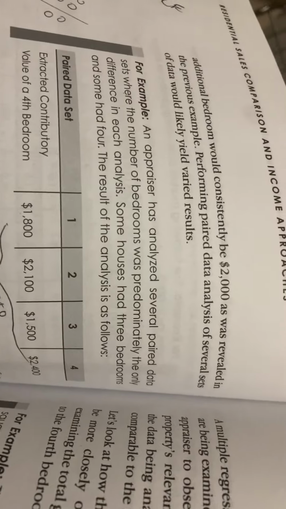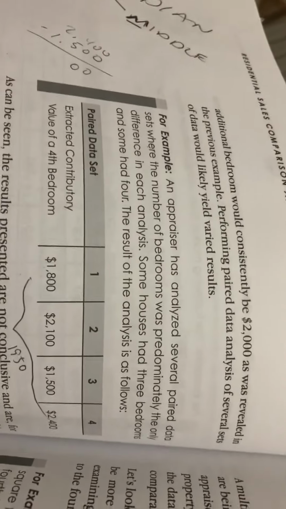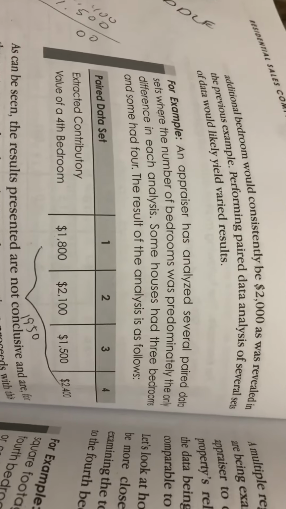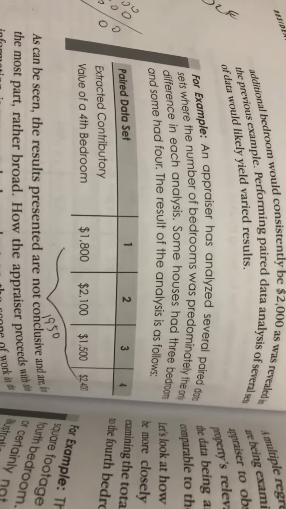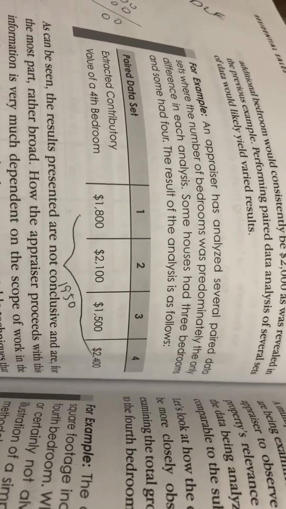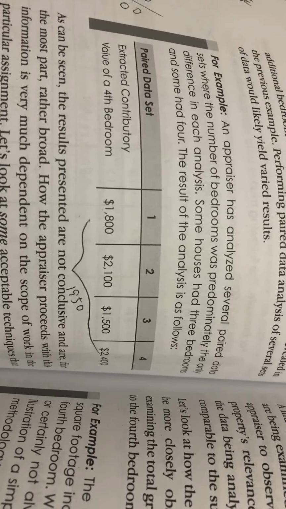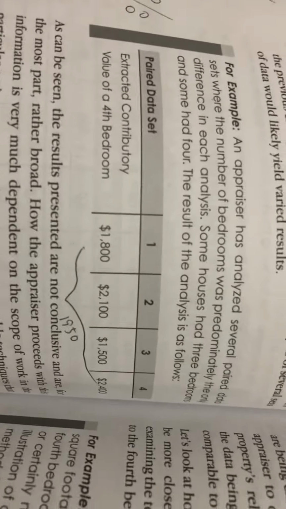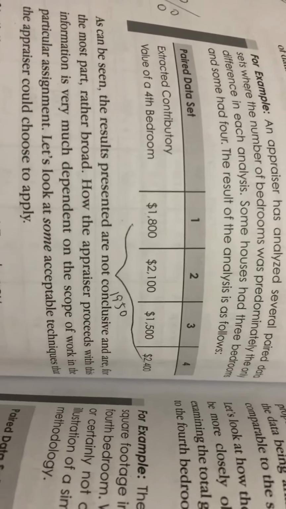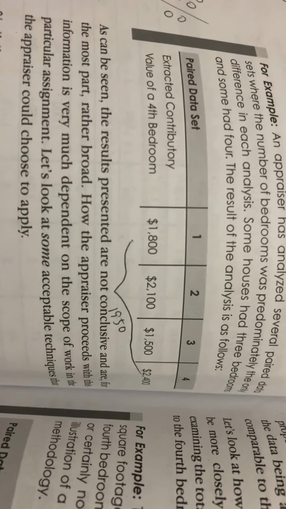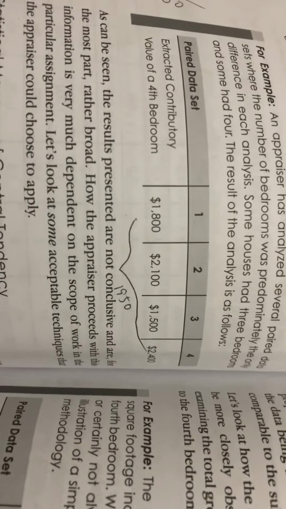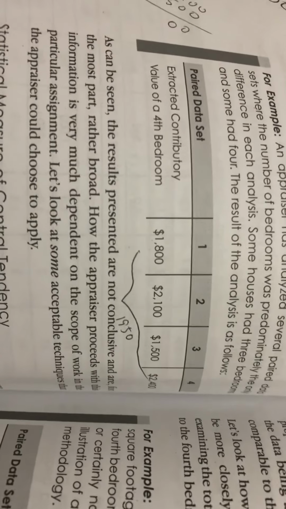Performing paired data analysis of several sets of data would likely yield varied results. For example, an appraiser analyzed several paired data sets where the number of bedrooms was predominantly the only difference in each analysis. Some houses had 3 bedrooms and some had 4. The results of the analysis are as follows.